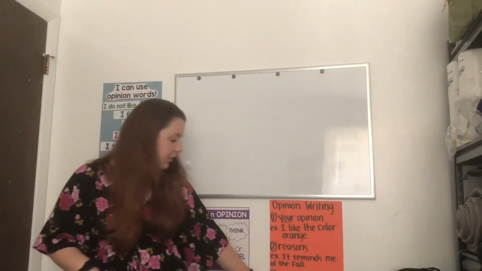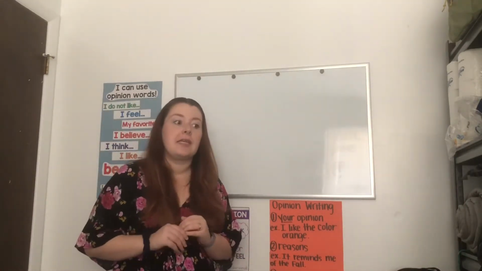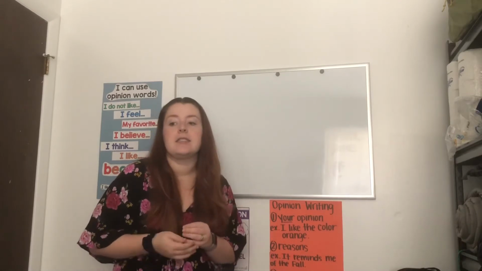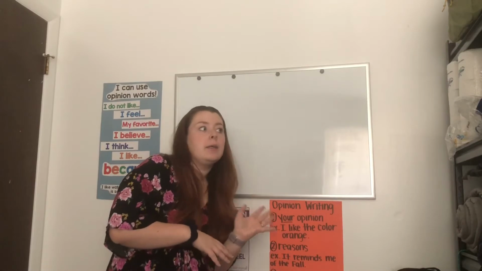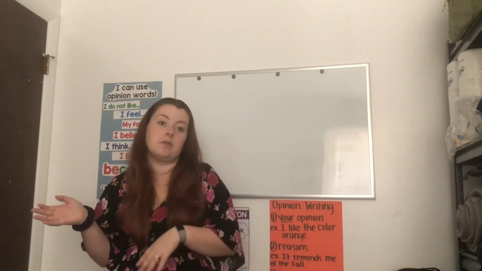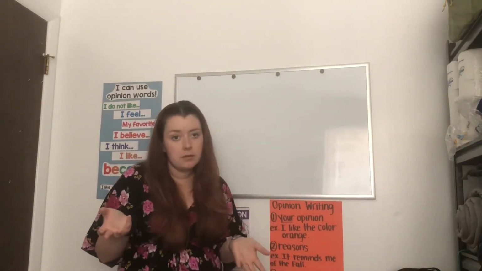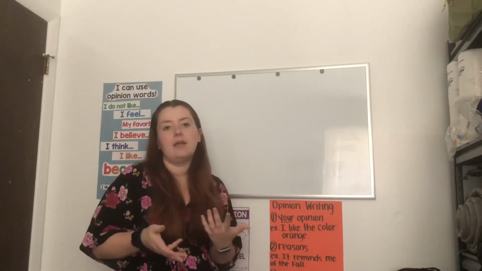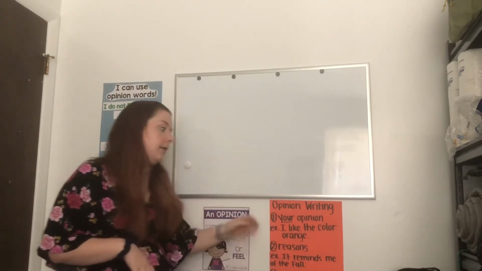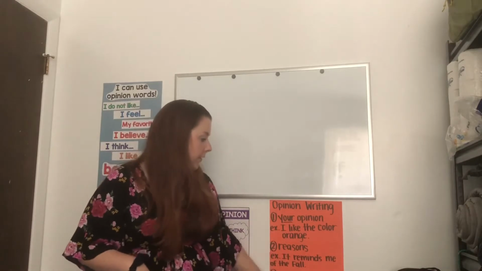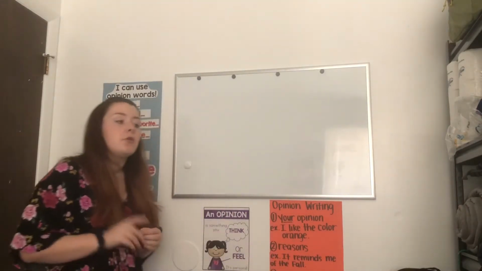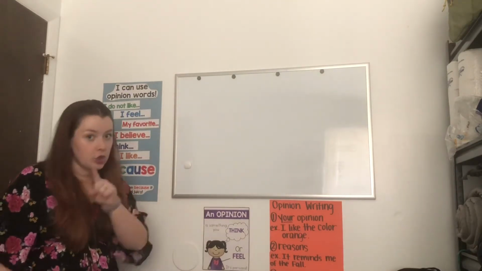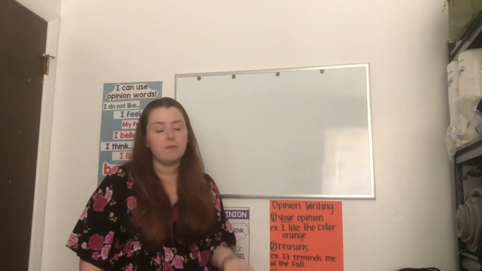And lastly, you need to re-say your opinion. So you need to say it in a different way. So you could say something along the lines of, oh, straws are my favorite way to drink a liquid. You're re-saying what you said in the beginning, okay? And that's right here on this orange paper is our steps to writing an opinion piece. Remember, an opinion is something that you think or that you feel.